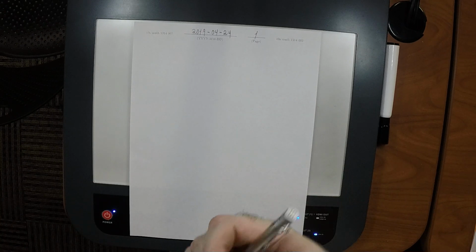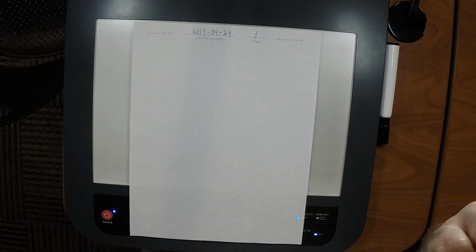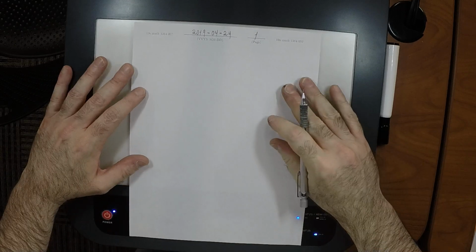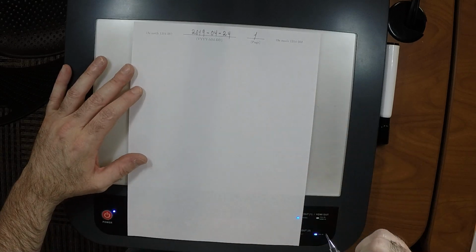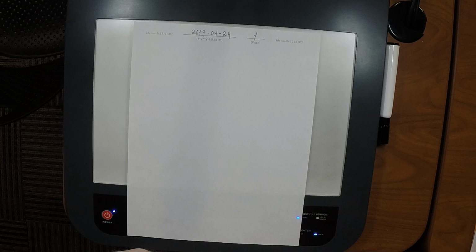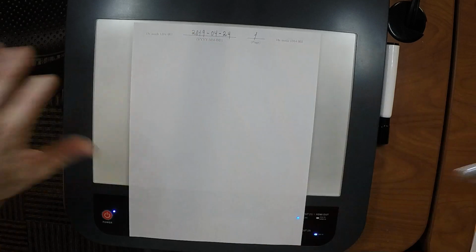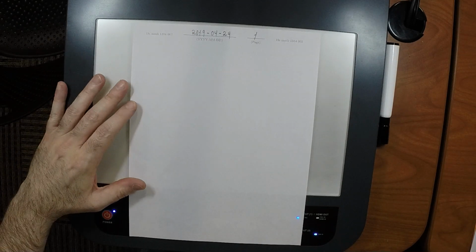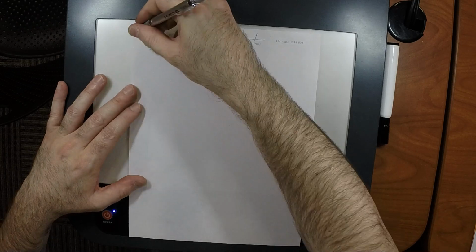Okay, so we've been talking about solving nonlinear inequalities. So we're going to do one more of those, and then we'll move to a new topic. So here's an example.